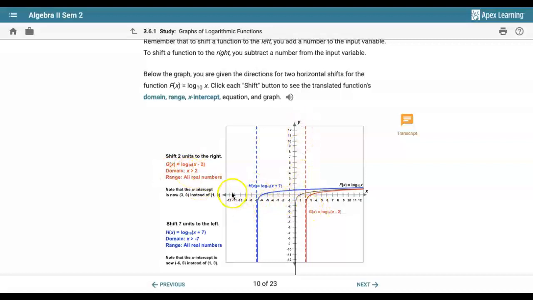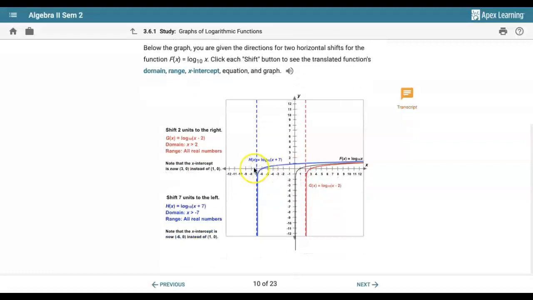Or if we moved our units to the left, we move 7 units to the left, so our x values have to be greater than x equals, sorry, x equals negative 7. Again, that is a big change. And then another change here is that since we have shifted along the horizontal axis, along our x-axis, we have now changed our x-intercept. We've changed it by the value that we have added or subtracted.